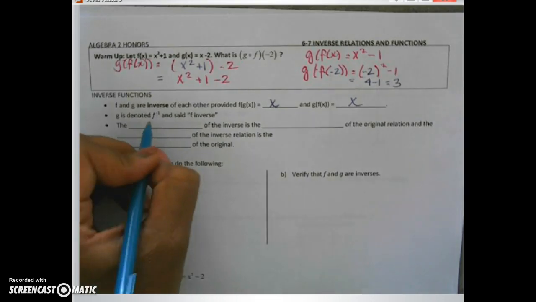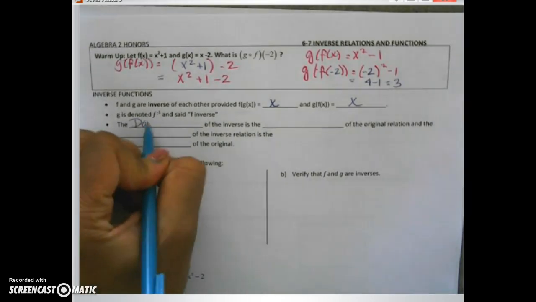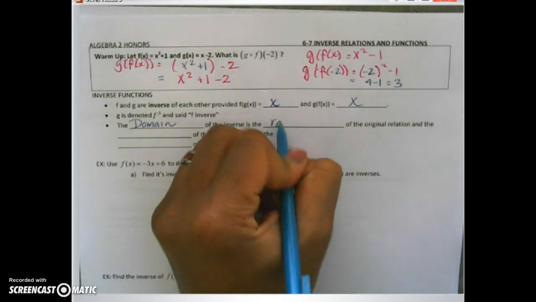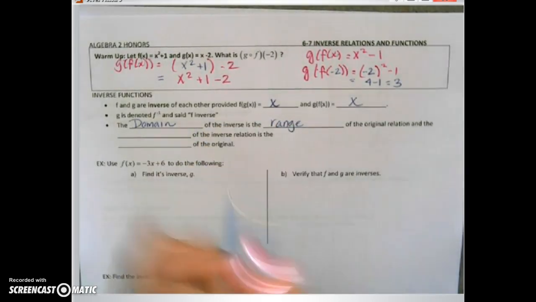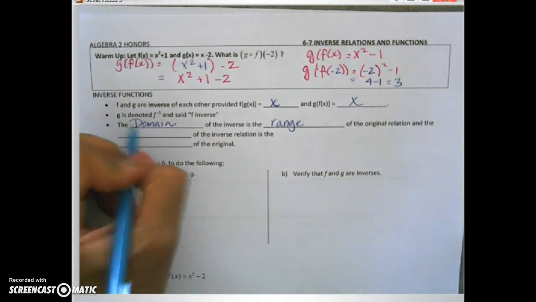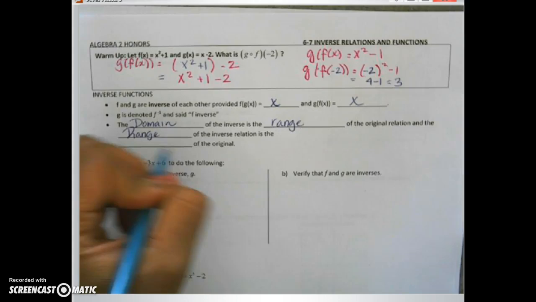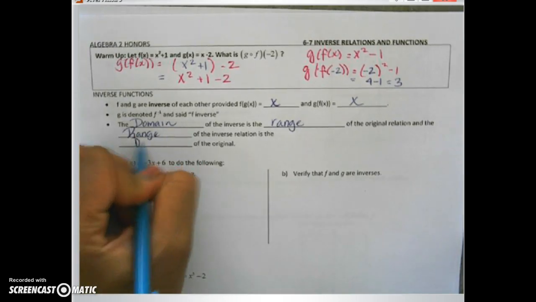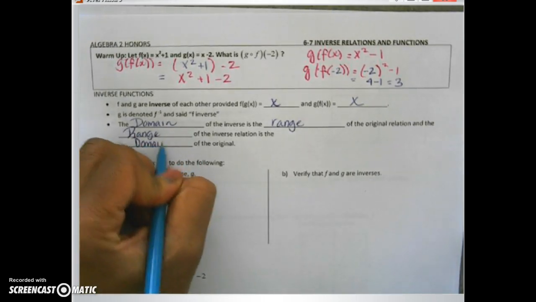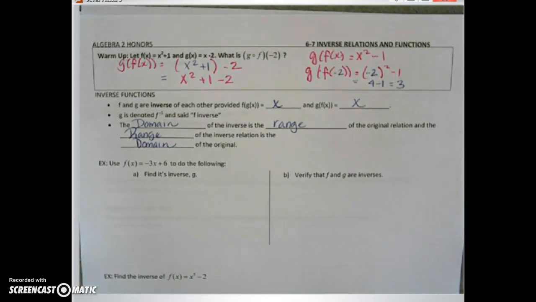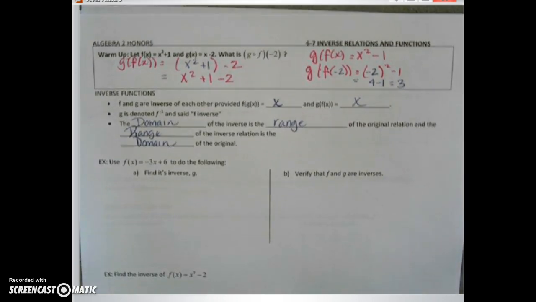And here's things that you need to know, that the domain of the inverse is the range of the original relation, and the range of the inverse is the domain of the original. Basically, it means that you're going to switch the x and the y. You can switch the x's and the y's in order to find the inverses of each other. Let's see how that works.